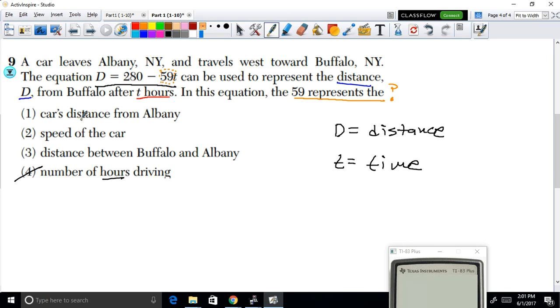Now in option 1, it says the car's distance from Albany. But we know that D stands for distance, so 59 in our equation is not the D for the distance. It's a different term, so 59 cannot represent distance. The same idea applies to option 3. We know that D stands for distance, so 59 cannot represent the distance between Buffalo and Albany. So by process of elimination, the correct option is option 2.